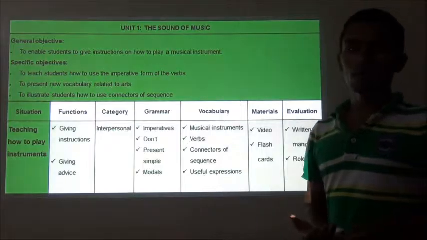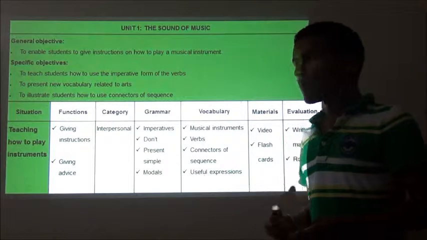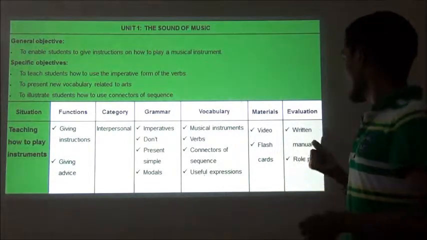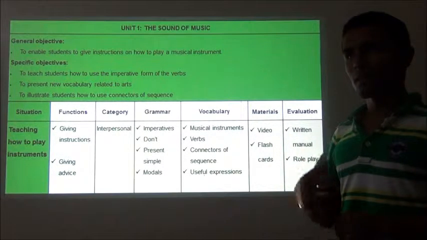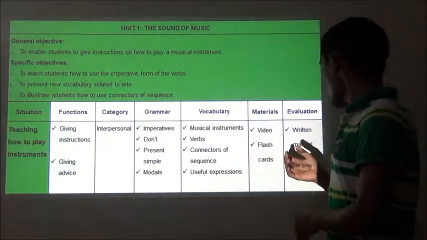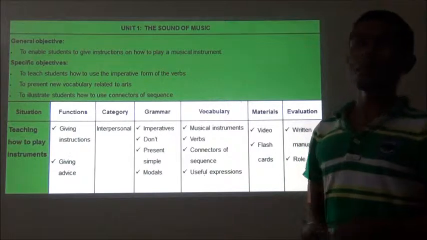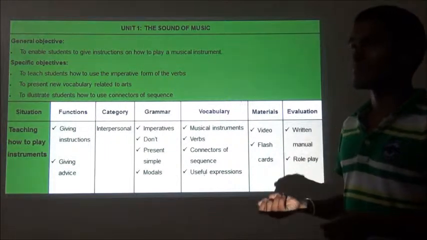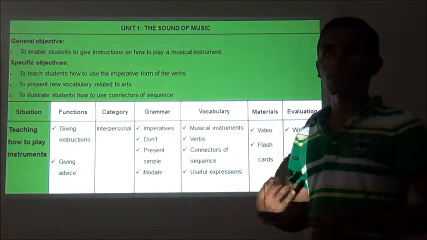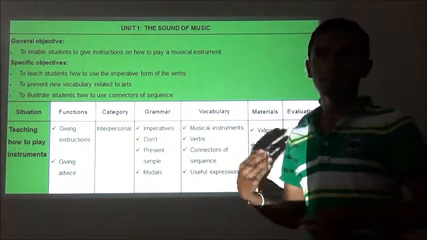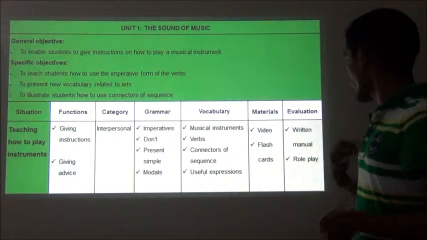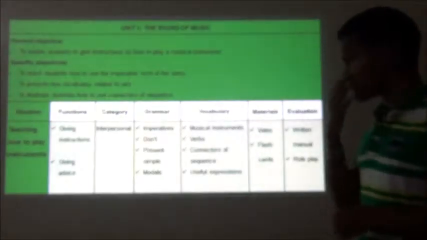After being presented with the vocabulary and the language, students will work individually in the writing of a manual on how to play the musical instrument that they prefer. After writing this manual, students will have to stand up and read it in front of the class. For this activity, the teacher will give them an example of a manual that he will read himself. And finally, students will also be evaluated through role plays.